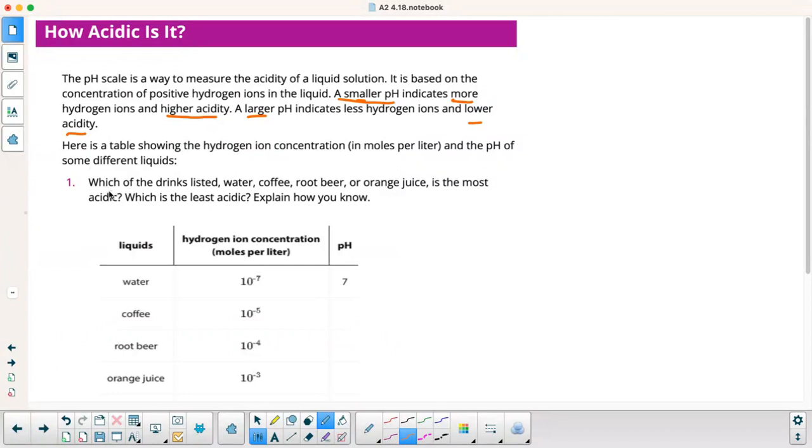Which of the drinks listed, water, coffee, root beer, orange juice, is the most acidic and which is the least acidic? Okay, so a larger pH is lower acidity, and smaller pH indicates higher acidity. So I'm going to write this here. Smaller pH equals high. Lower pH equals low. All right, that's helpful.